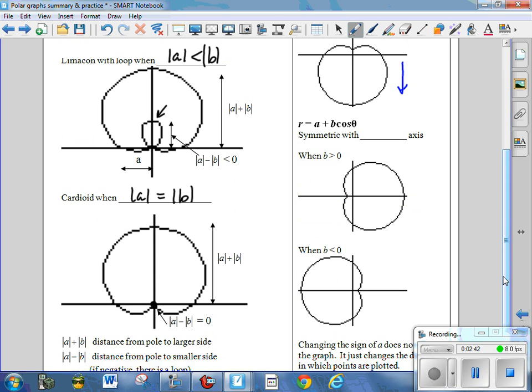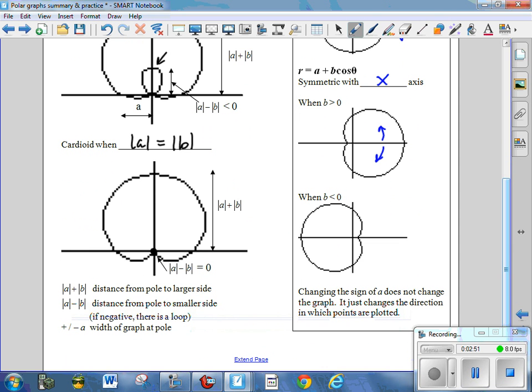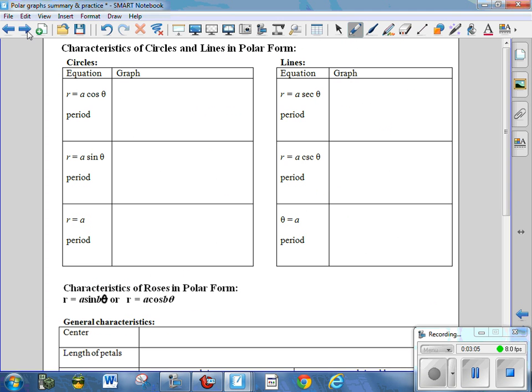For cosine, then we're symmetric with the x-axis, or the horizontal axis, so it looks the same on both sides of the horizontal axis. When b is greater than 0, we're to the right. When b is less than 0, we're to the left. Remember that changing the sign of a doesn't change the graph, but it changes the direction in which the points are plotted. Okay, next page, we're looking now at circles and lines and roses.